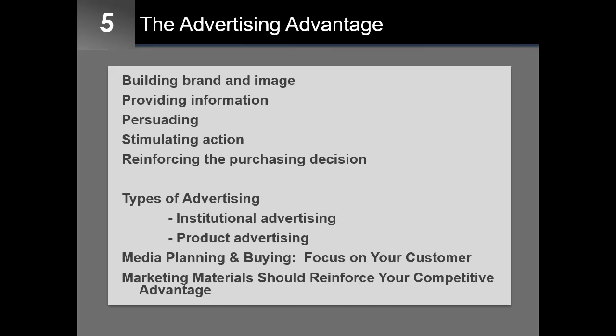And different types of advertising. There's institutional advertising, and this provides information about the company rather than a specific product and is intended to create awareness and enhance the image. While product advertising is to create awareness, interest, purchase behavior, and post-purchase satisfaction for a specific product or service.